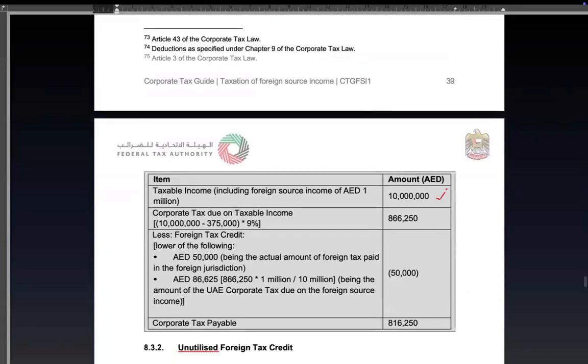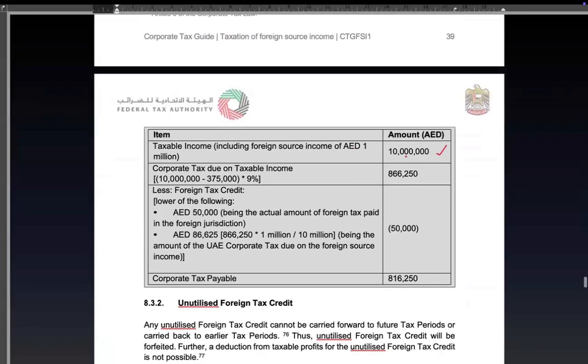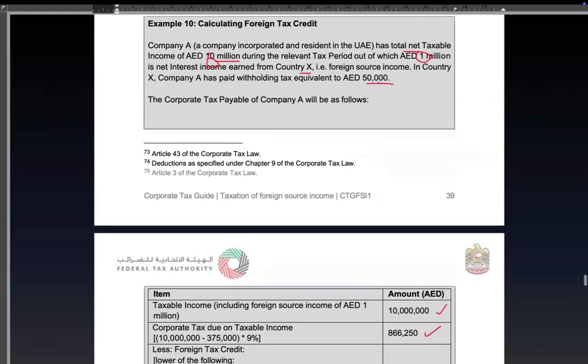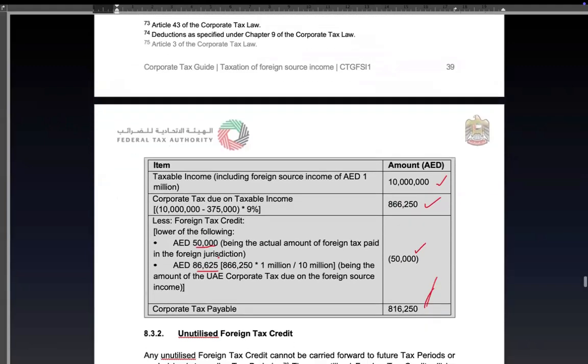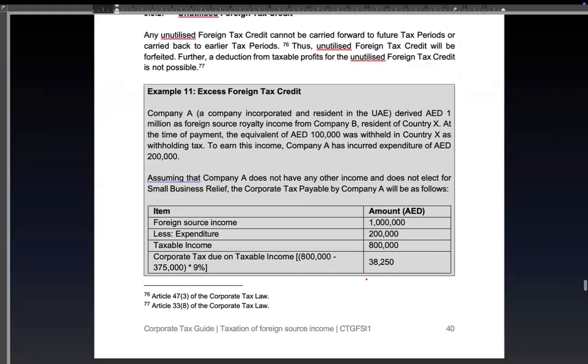So total income is 10 million, tax paid on the foreign source income. How much is the tax due on this? 10 million less 375,000 at 9%, 866,250. Now, on a weighted average basis, how much is the tax due on this income? 866,250 into 1 divided by 10. So this is 86,625. How much tax have they paid? 50,000. Lower of this is 50,000. You can claim the foreign tax credit for 50,000. Tax due is 86,625. Out of this, lower of this is 50,000. They have the right to claim credit for 50,000.